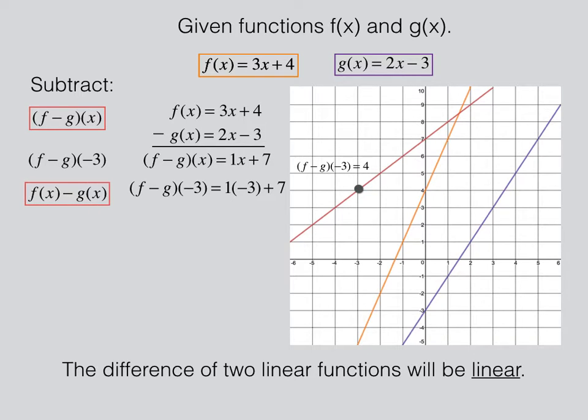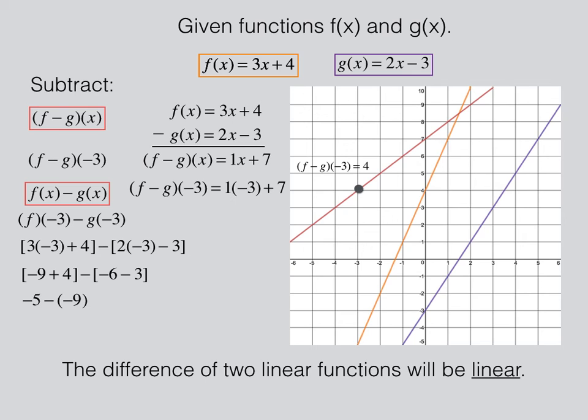Now please keep in mind f minus g of x can be broken apart into f of x minus g of x. Similarly, f minus g of negative 3 can be broken apart like this. I can substitute negative 3 in place of my f of x function and negative 3 in place of my g of x function. Just be very careful when you're subtracting functions. You really need grouping symbols around the second function. Now we can evaluate what's inside each bracket, and I get negative 5 minus negative 9. That's negative 5 plus 9, or 4.